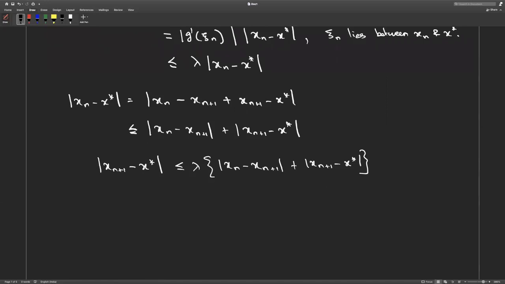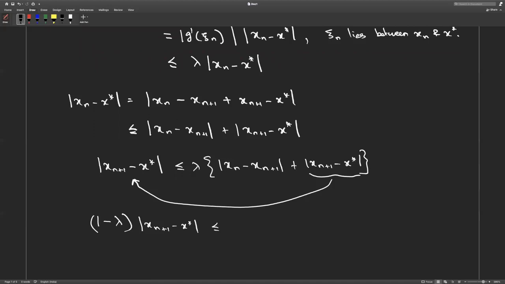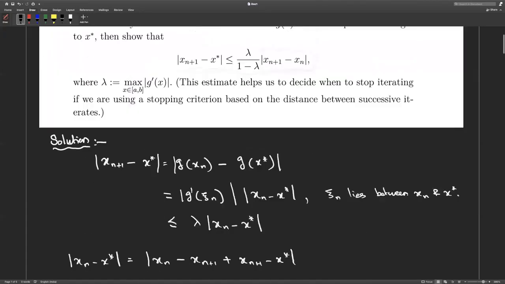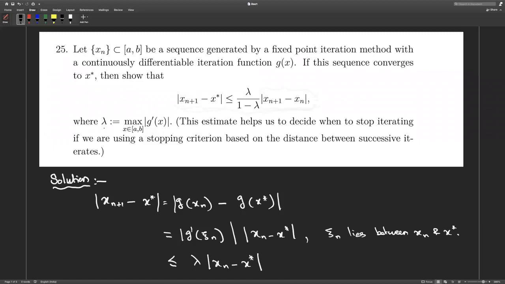You simply take this term to the left hand side. You'll see that 1 minus lambda times mod xn plus 1 minus x star is less than or equal to lambda times mod xn plus 1 minus xn, right? And that is precisely what we want to show. Xn plus 1 minus x star is less than or equal to lambda by 1 minus lambda. How can I bring 1 minus lambda to the other side without spoiling the inequality? Well, because we have to assume that lambda is less than 1.